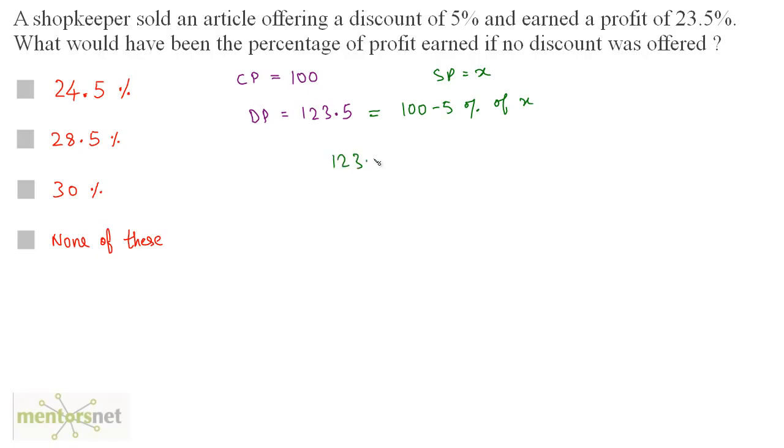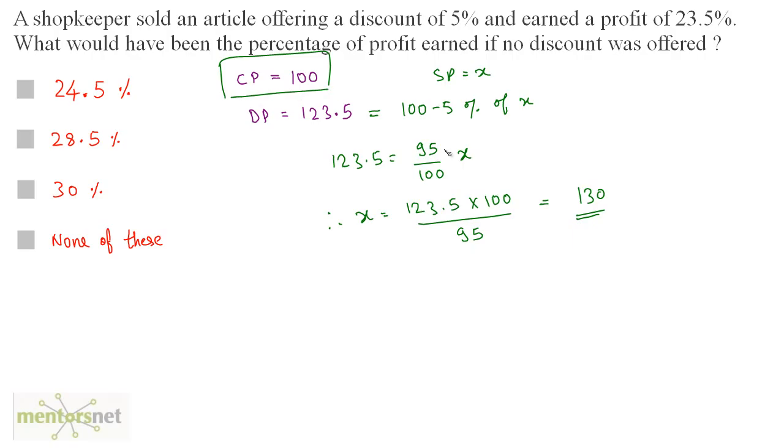So 123.5 is equal to 95 upon 100 times X. So therefore X is equal to 123.5 times 100 divided by 95. If you solve this, this will come out to be 130. So cost price is 100 and the selling price is 130.